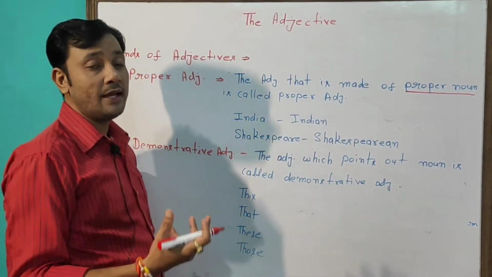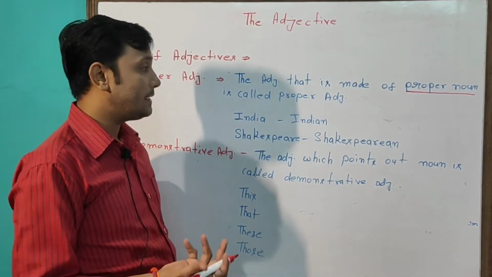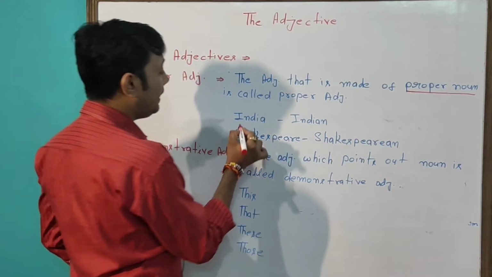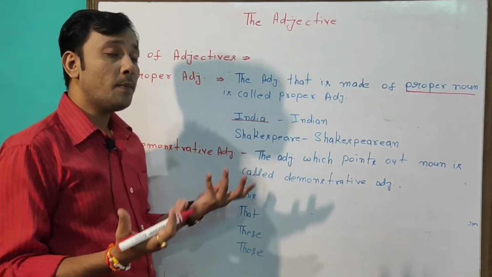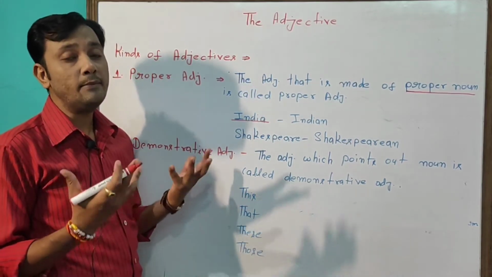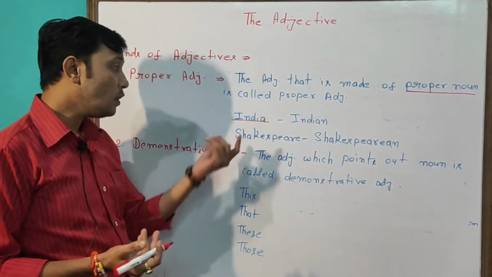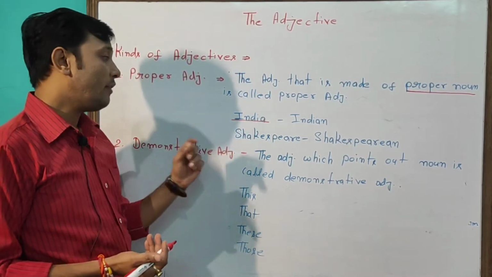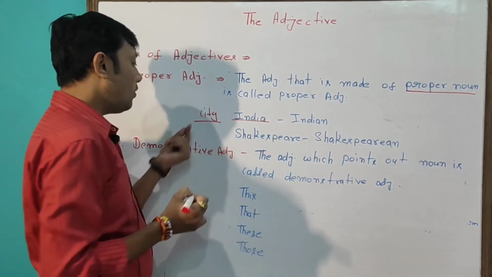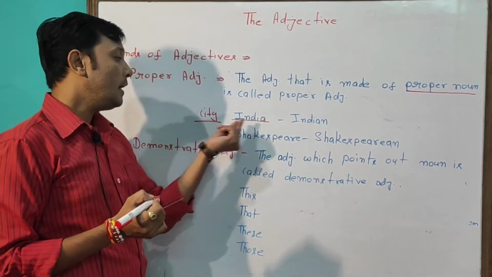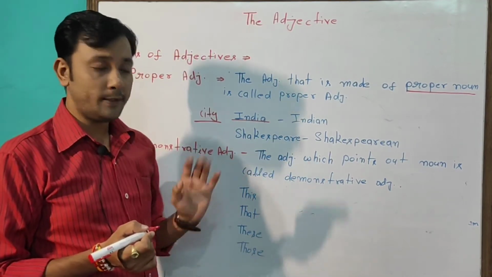An adjective that is made up of a proper noun is known as a proper adjective. For example, India. India is a proper noun. What is a proper noun? When we give a particular name to a person, place, animal or thing, it becomes a proper noun. So India is a proper noun. If I said city instead of India, city is a common noun. When we give a city a particular name, India or China, it becomes a proper noun. Clear? I already explained that.